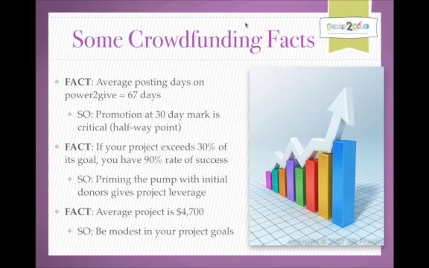What they say is if you get past 30 to 35%, you're 90% sure to get to 90 or 100% of funding. So what we've learned is if you can prime the pump with some key donors to get you started, get you to the 30% mark, then you can use secondary networks and other donors to get you to the 100% mark. We've also found that crowdfunding, the average on our system is $4,700 per project.